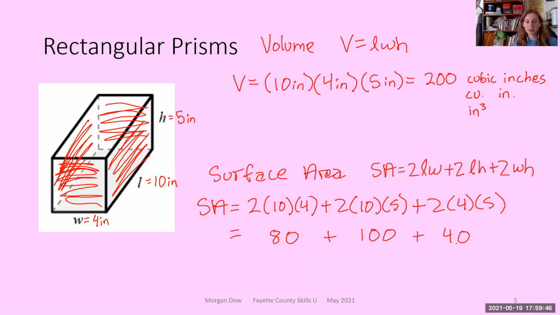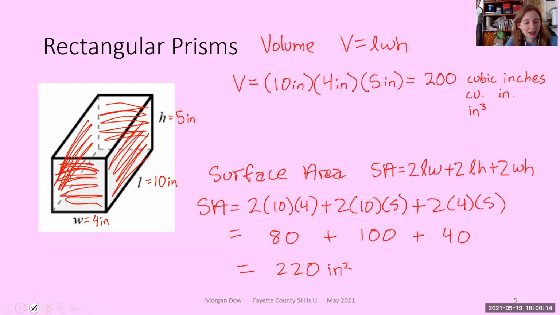So I just did all my multiplication. Now I can add up these numbers. So 80 plus 100 plus 40. So we get 180 plus another 40 is going to give us 220. So this rectangular prism has a surface area of 220 square inches, right? We're talking area here, so this is square inches.